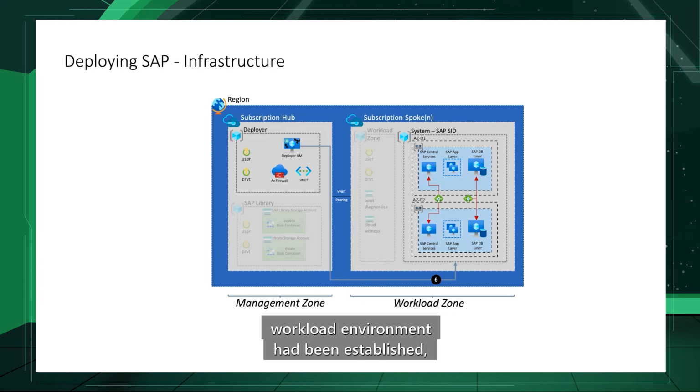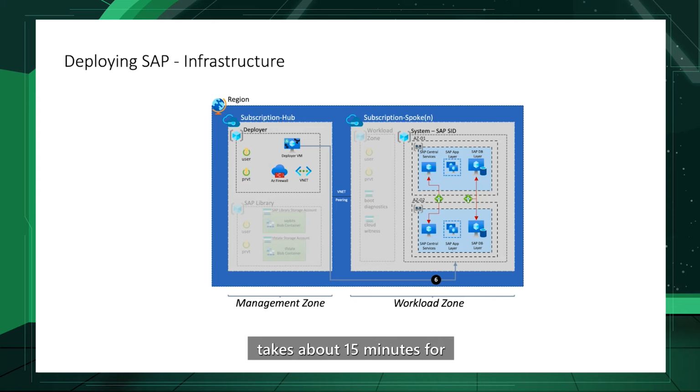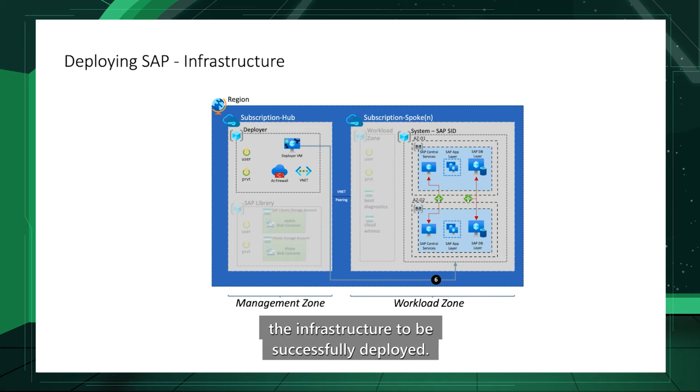Once a deployer and workload environment have been established, the repetitive unit of deploying an SAP system typically takes about 15 minutes for the infrastructure to be successfully deployed. Multiple deployments are possible to happen in parallel.